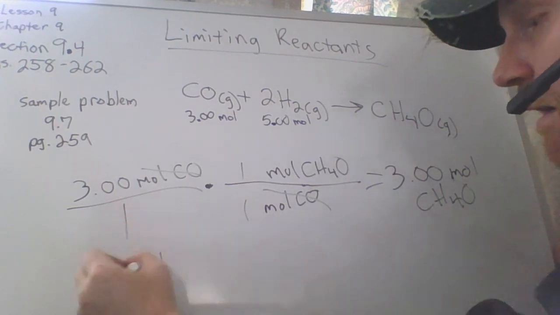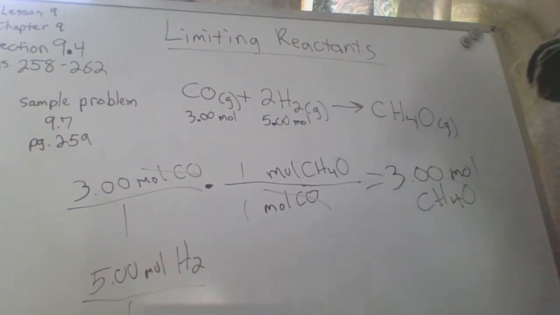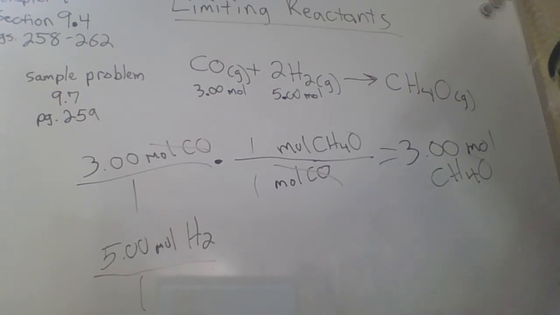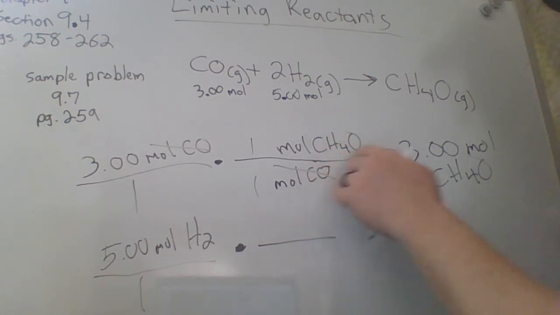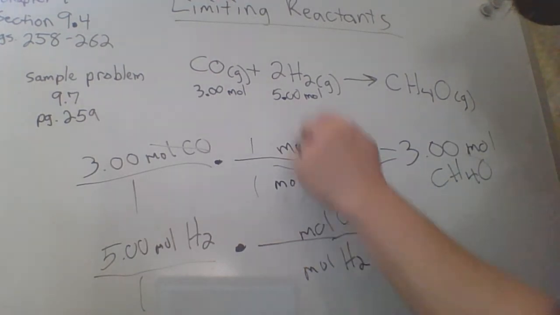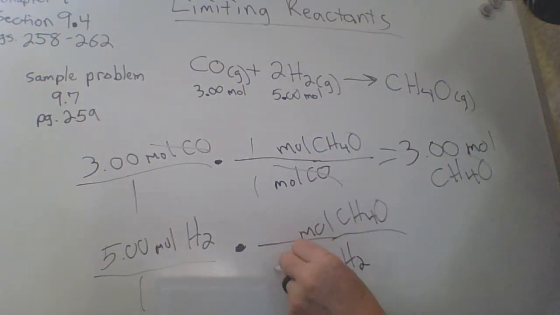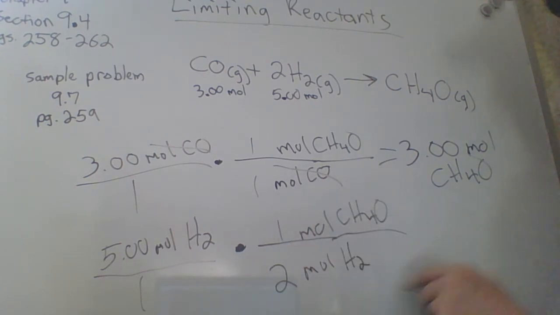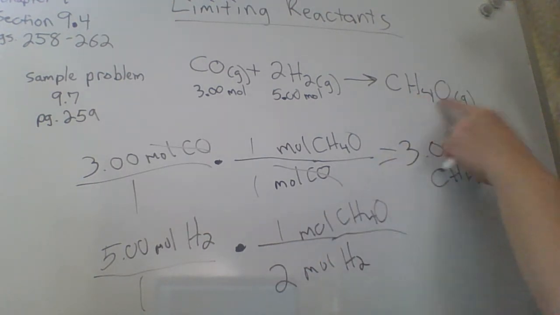5.00 moles of H2. We'll put that over 1. I got to move that so everyone can see. And we're going to jump from moles of H2 to moles of the product. Once again, moles of H2 to moles of CH4O. But check this out. In this particular case, the ratio is not a 1-to-1 because we're jumping from hydrogen to methanol. So there's going to be a 2 on the bottom here and a 1 on the top. For every 2 moles of hydrogen, there's 1 mole of methanol being produced.